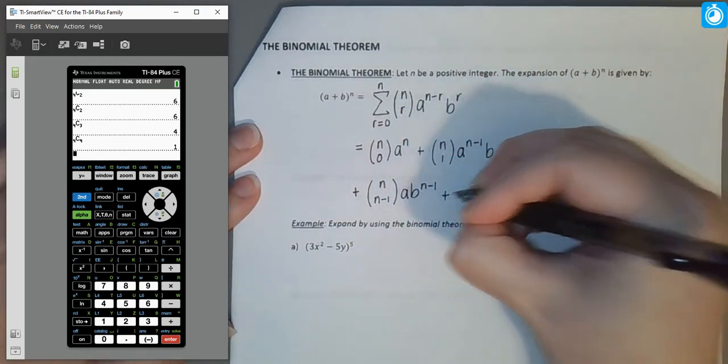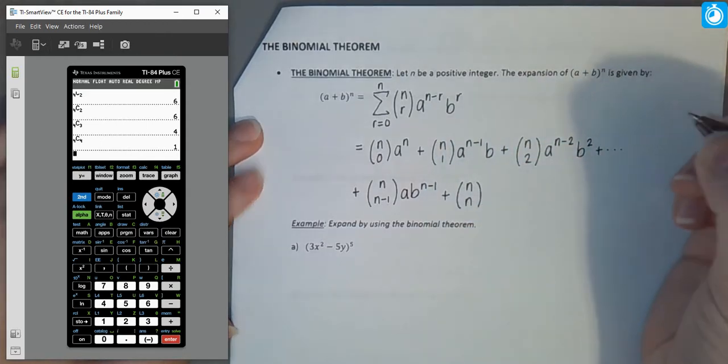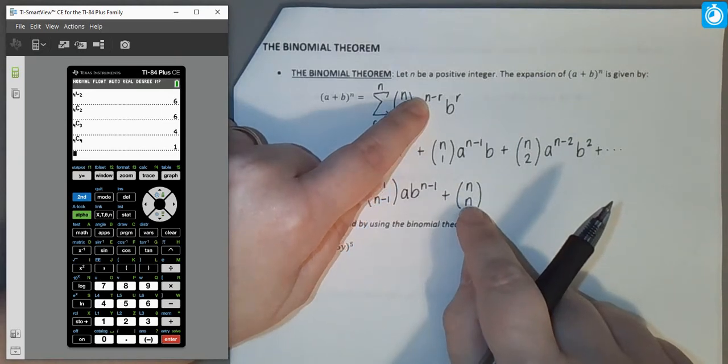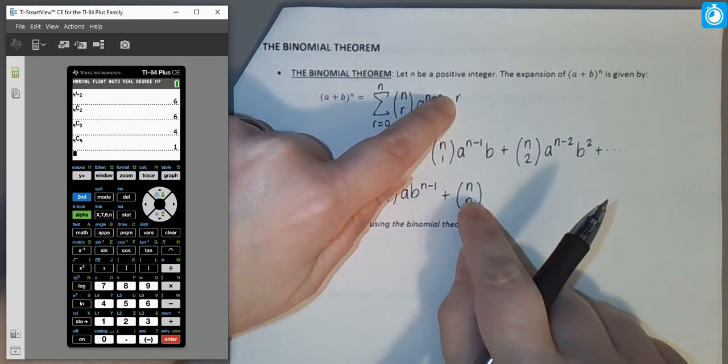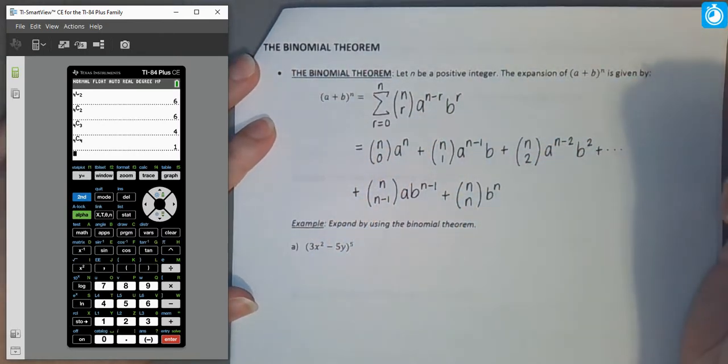And then our last term, we have n choose n. A is raised to the n minus r, so n minus n, which is the 0 power, so that means a goes away. And then b is raised to the r power, which in this case is going to be n. And so that's going to be our expansion.